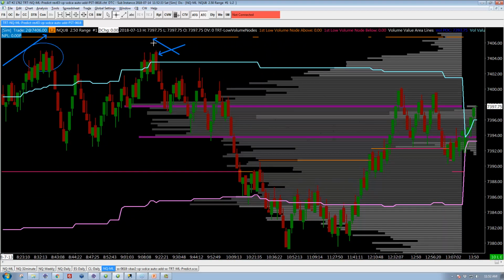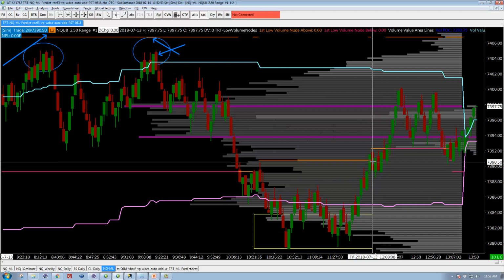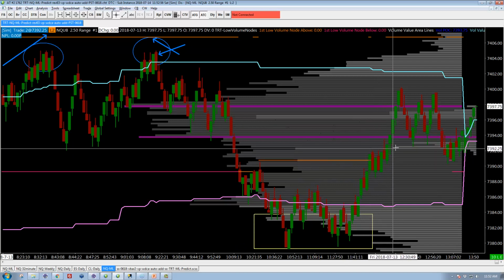Okay, so again, you're outside the value area, you're at a low volume node, and that's the peak right there, right? And then you fall all the way down, back outside again. There's no low volume nodes down here to help us. All right, and then we travel back into the middle with low volume nodes.